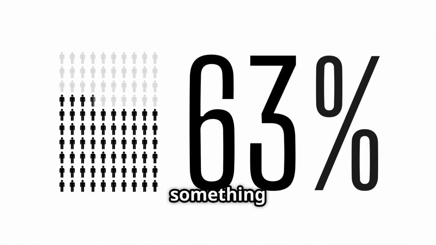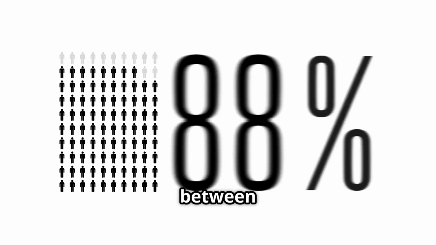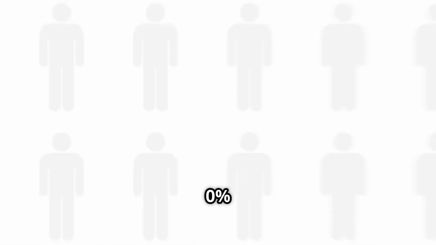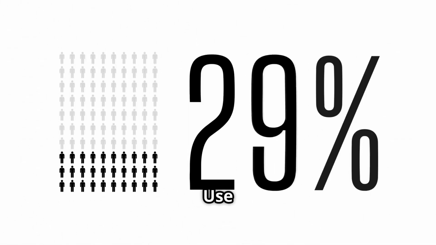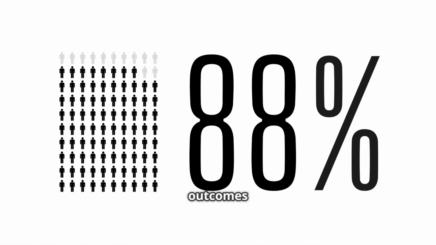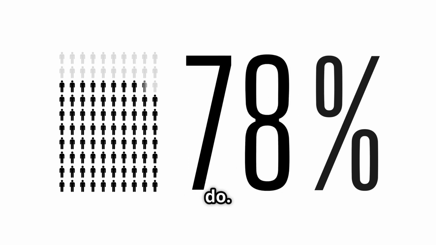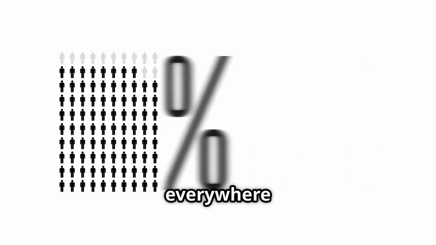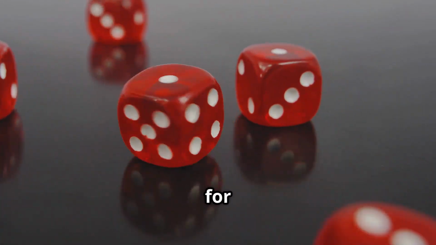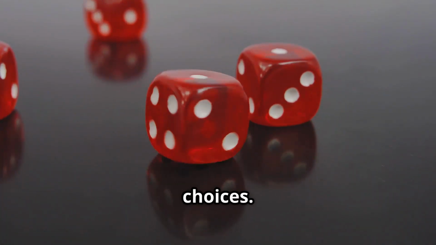Let's review. Probability measures how likely something is to happen. It's a number between 0 and 1, or 0% to 100%. Use the formula: favorable outcomes divided by total outcomes. Independent events don't affect each other, dependent events do. Probability is everywhere in daily life, from games to science. Probability isn't just math. It's a tool for understanding the world and making smarter choices.